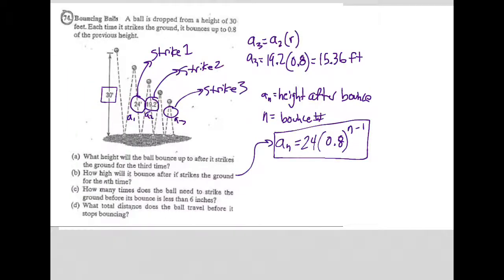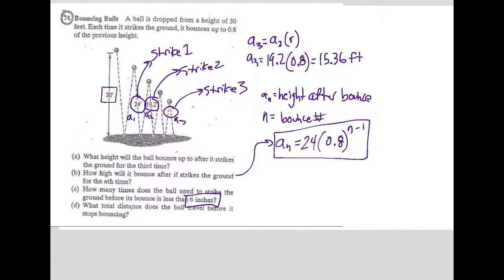So now question C says, how many times does the ball need to strike the ground before it bounces less than 6 inches? Alright, well, how are we going to do that? First off, notice that it's asking a question about inches, and all of our terms are in terms of feet. So instead of 6 inches, I'm going to use half of 1 foot, because there are 6 inches in every foot. That's a total lie. There are 12 inches in every foot, which is why 6 inches is half of a foot. Okay, that was a really long explanation explaining that a ruler has 12 inches on it, and halfway is 6. Whatever, we're there. Who cares?